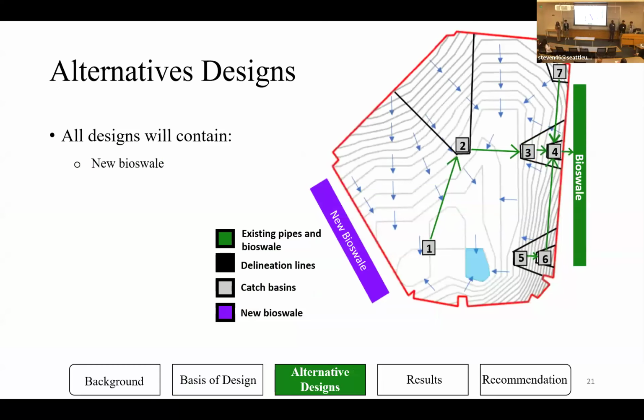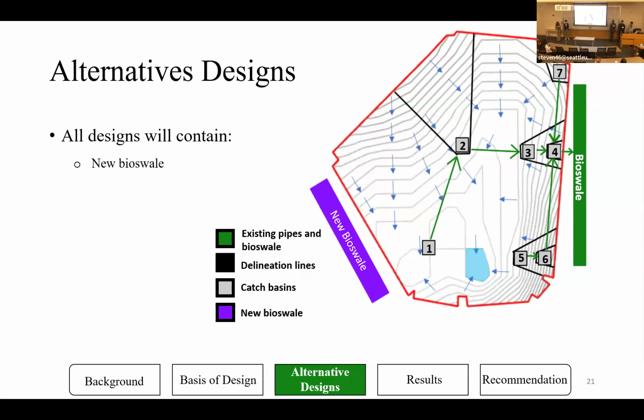So moving on to our alternative designs, our team have developed 3 different alternatives addressing the flooding concerns at our site, with adjustments made revolving around catch basin 1, as it was found to be the cause of flooding. As Kessia mentioned in the previous slide, a new bioswale will be installed in the open grass area as one of our defaults for the 3 alternatives.